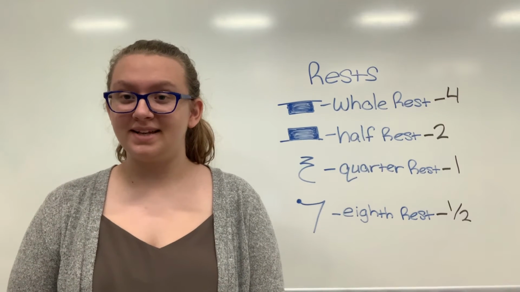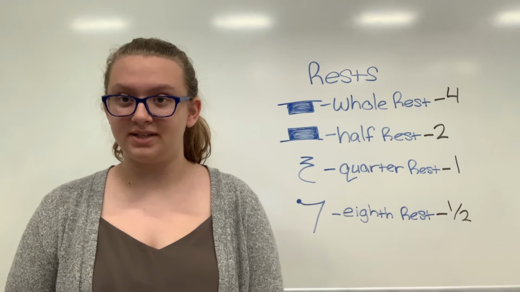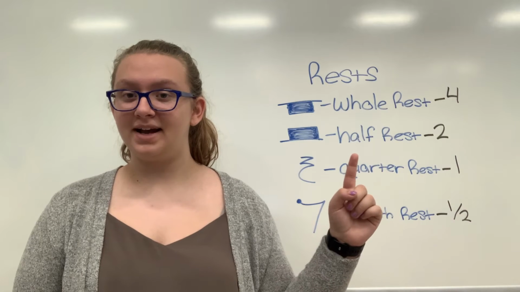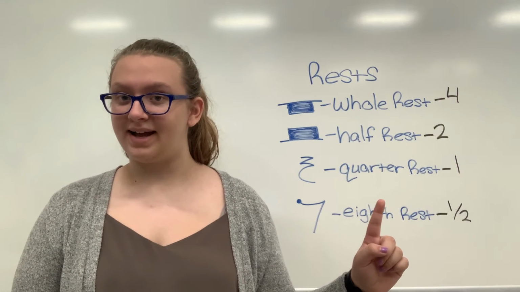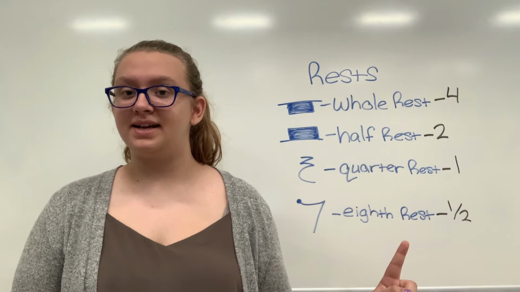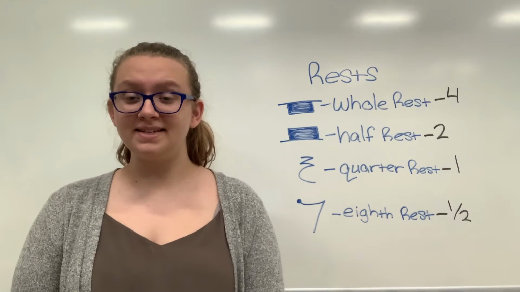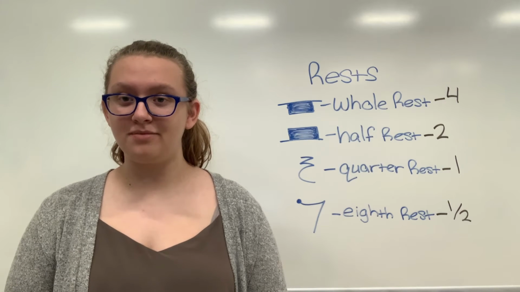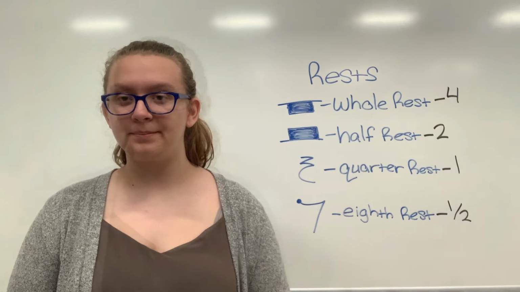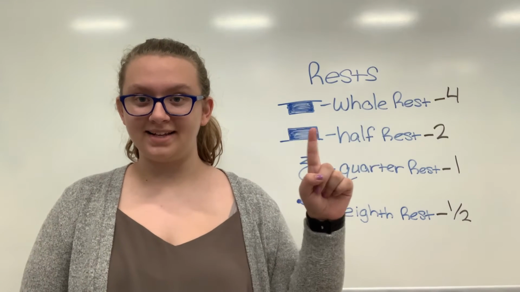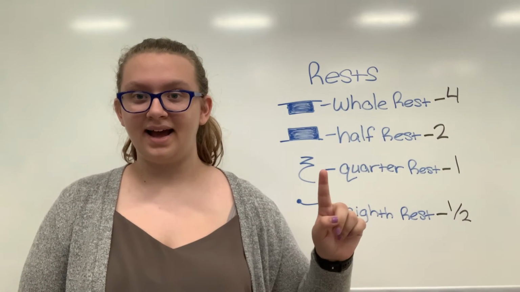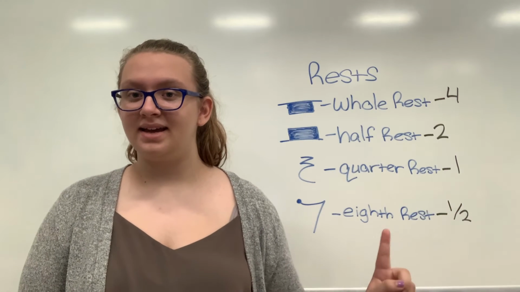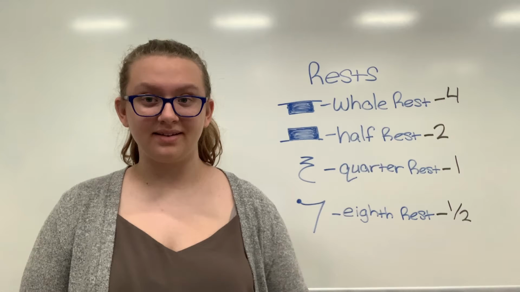Like before, the rests have the same number of beats as their corresponding notes do. Whole rests get 4 beats, half rests get 2 beats, quarter rests get 1 beat, and eighth rests get a half a beat. This is important because it tells us when we shouldn't sing. When we see these, we're quiet for however many beats the rest implies. So as a review, whole rests get 4 beats, half rests get 2 beats, quarter rests get 1 beat, and eighth rests get a half a beat.